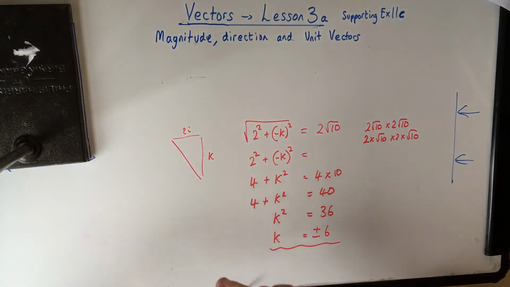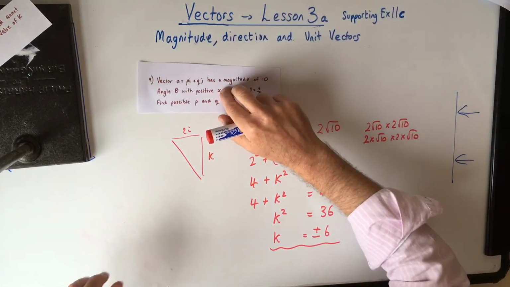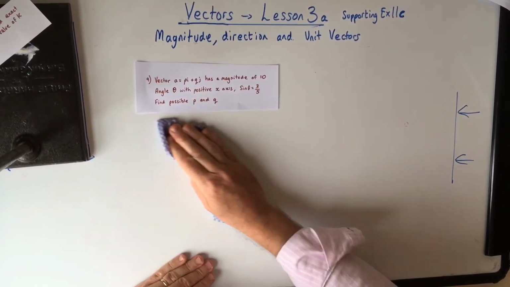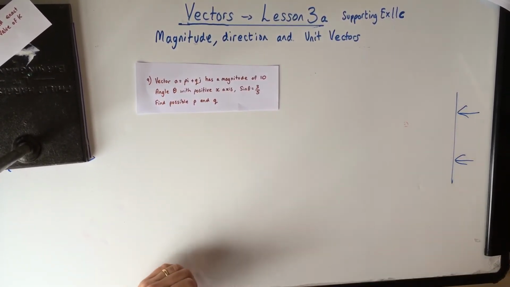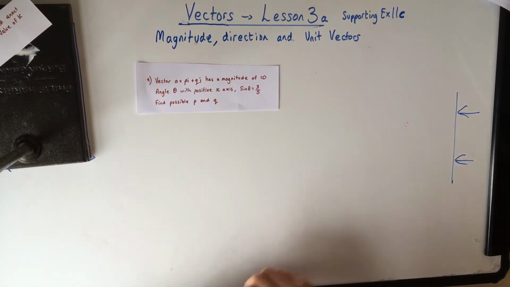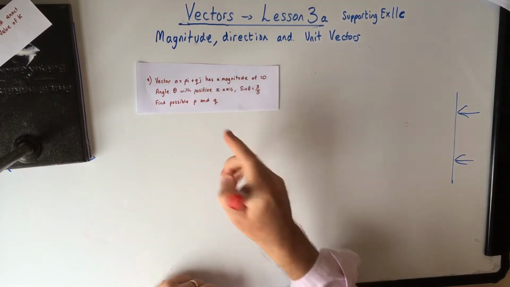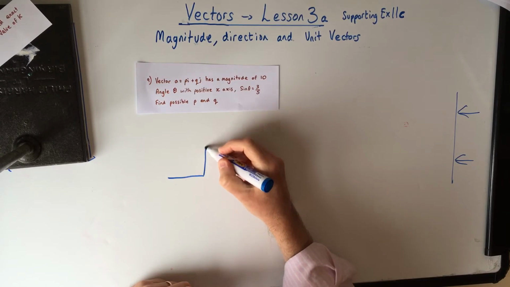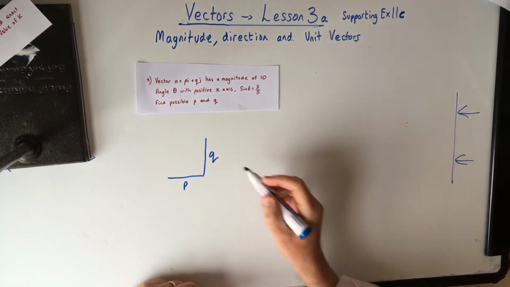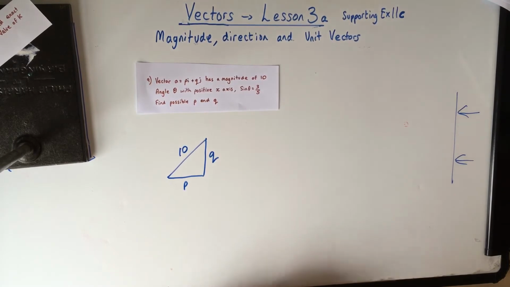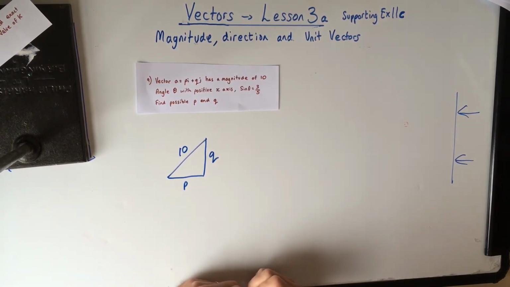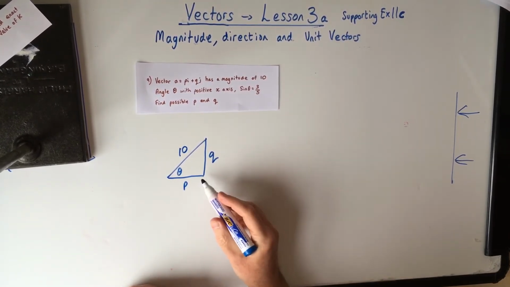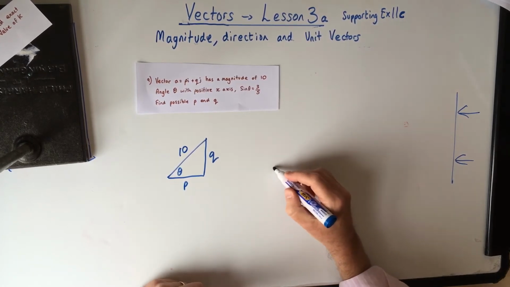Put the video on pause, have a go at number 9. Okay, if you're just coming off the pause now, give me time to rub it out. I've got this one now. So it says that vector a is pi plus qj, and it has a magnitude of 10. And the angle theta with the positive x-axis, this is the x-axis here, the sine of theta is 3/5.